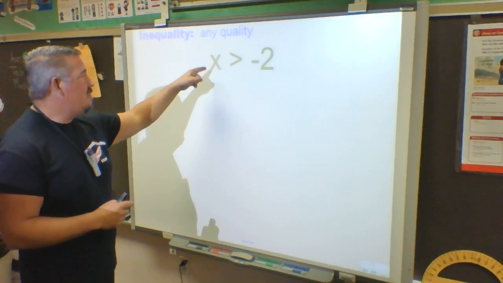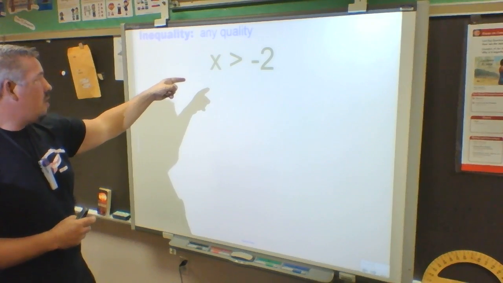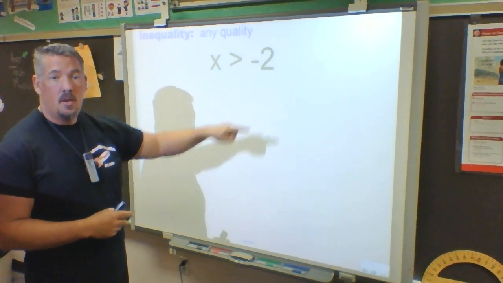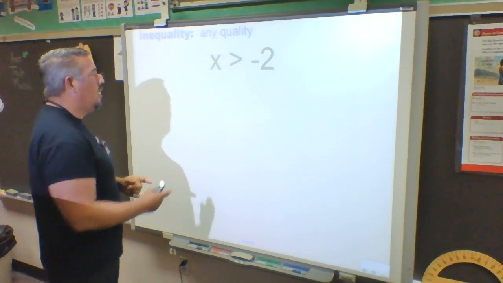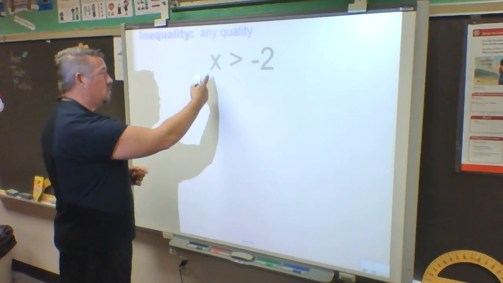But what we're saying is we don't know what this x is. However, we know it's got to be greater than -2. So let's go through 5 or 6 of them that it can be. It can be -1. It can be 0.